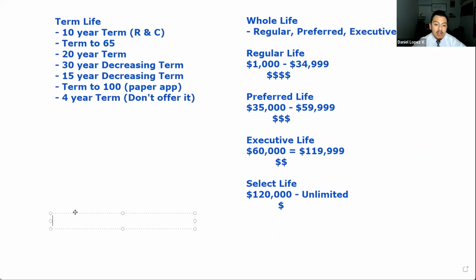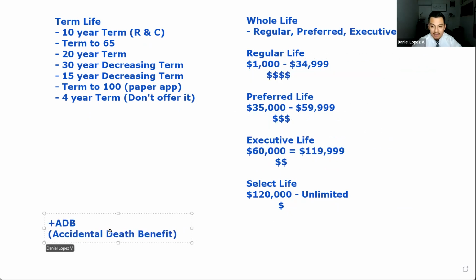In addition to that, to either one of them, you can add a program called ADB, which stands for Accidental Death Benefit. You can add it to the term, or you can add it to a whole life. But you cannot sell it by itself. You can sell term by itself. You can sell whole life by itself. You can combine them together, whatever you want. The ADB, you cannot sell ADB by itself.